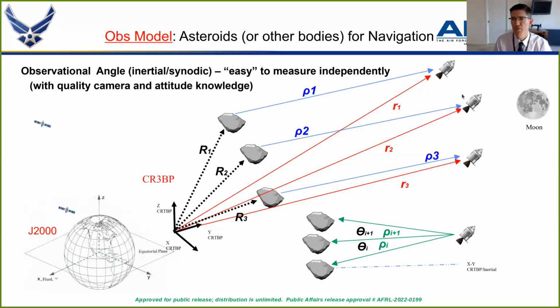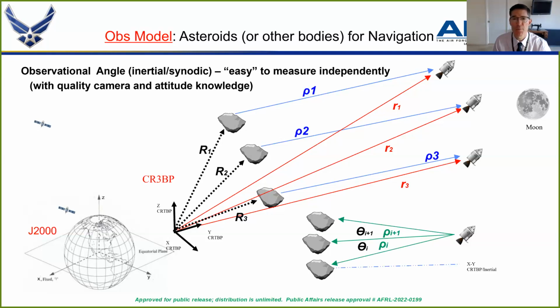And the position of the CSM, this particular spacecraft, would be unknown. We don't know what that is. We're trying to estimate the red values, R1, R2, R3. These are unknown. And these rho 1, rho 2 are vectors, but they are formulated as unit vectors.